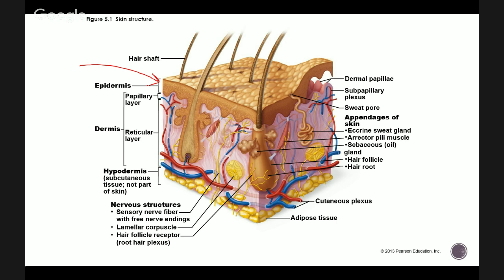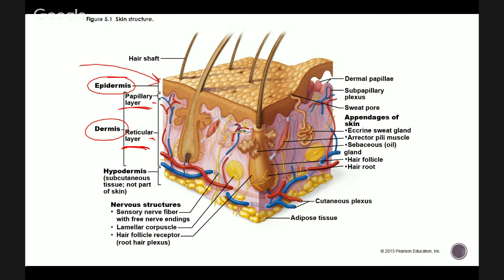All right, so anyway, look at this outer layer. This outer layer is called the epidermis, and then we have a deeper region, which is called the dermis. In the dermis, we have 2 regions: the papillary layer and the reticular layer. But look what's in the dermis.